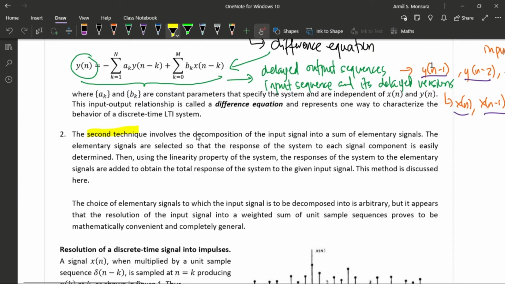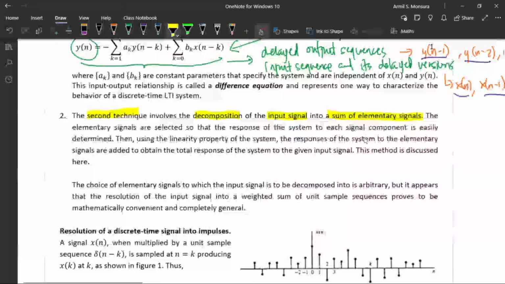Okay, which involves the decomposition of the input signal into a sum of elementary signals. Now, the elementary signals are selected so that the response of the system to each signal component is easily determined. So pipili tayo ng way to decompose your input signal into elementary signals.